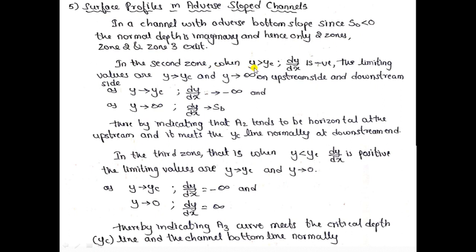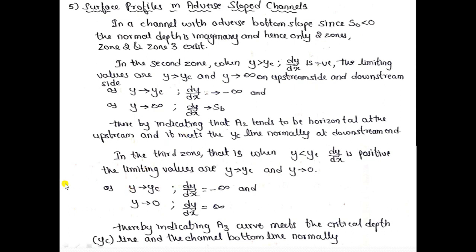In second zone, if the depth is greater than the critical depth, dy by dx is negative. The limiting values are y tends to the critical depth on the upstream side and y tends to infinity on the downstream side. So, as y tends to the critical depth yc, dy by dx tends to minus infinity, and as y tends to infinity, dy by dx tends to S naught, thereby indicating that A2 tends to be horizontal on the upstream side and it meets the critical depth line normally on the downstream side.